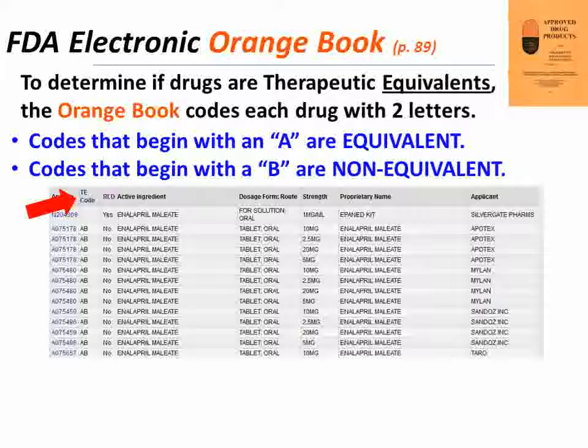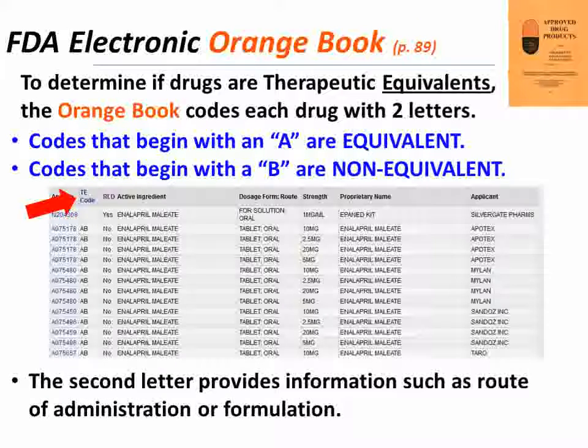Here's an example of a page from the Orange Book. As you can see, there is a column listed TE code. TE stands for therapeutically equivalent. Each drug has a code next to its name, and there are two letters in that code. The first letter tells us if it's an A equivalent or a B not equivalent. The second letter gives us information about the route of administration or the formulation.